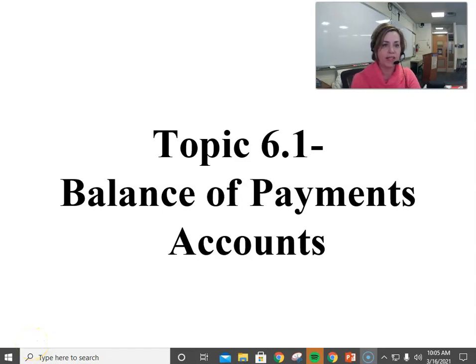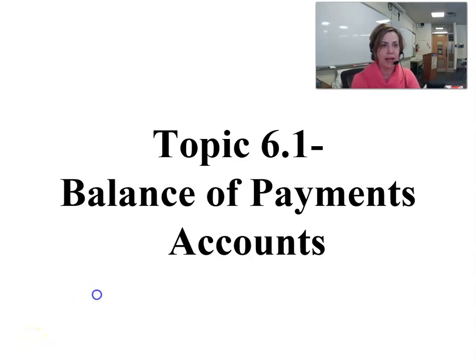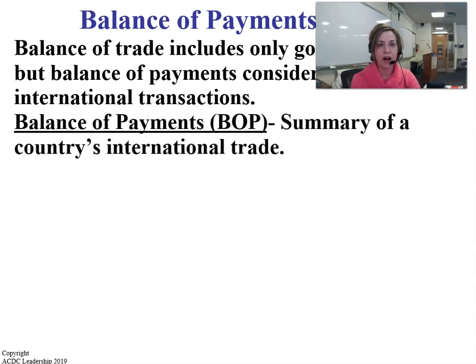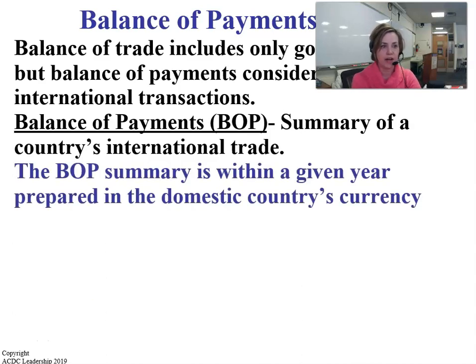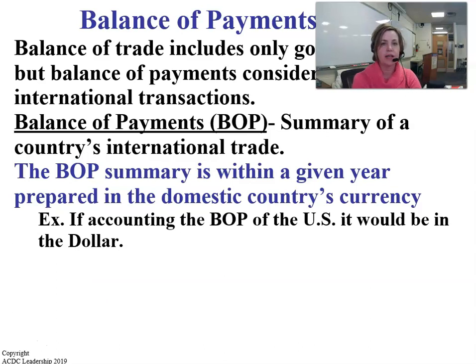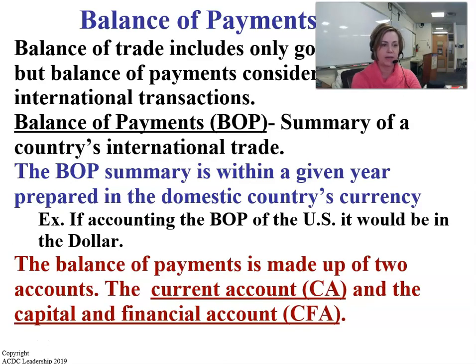In this video, I'm going to cover the balance of payment accounts. The balance of payment refers to the balance of trade, which includes only goods and services, but the balance of payments considers all international transactions. The BOP is a summary of a country's international trade within a given year, prepared in that country's currency. So, for example, the BOP for the US would use the dollar.